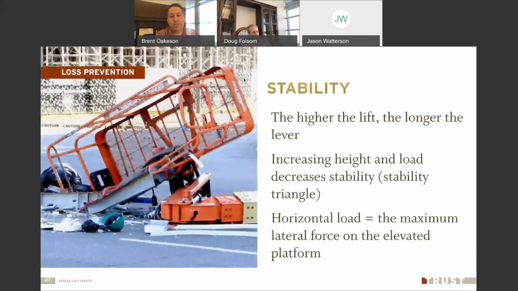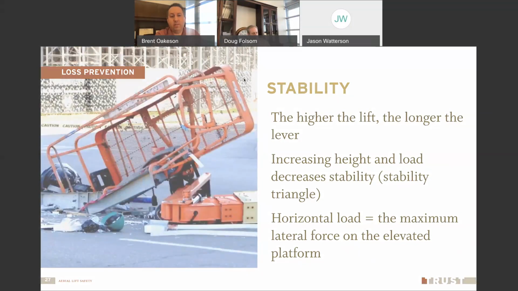Again, the higher the lift and the longer the lever is, the more likely it is to tip over. Just a slight movement at the base when it's extended really high is a huge movement up at the top because of the difference in length. So the more you increase the height, the more you go out horizontally, the more likely it could be to tip over. So you want to watch that. You want to make sure that you're following the right loads, that you're not overloading things, and that you're not taking it out of range and causing it to tip over.